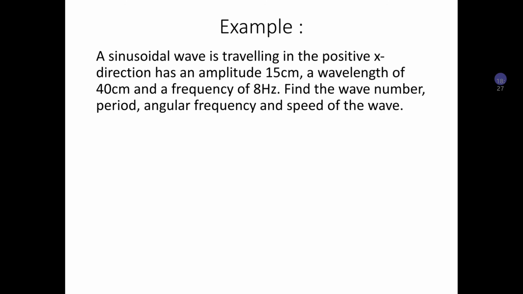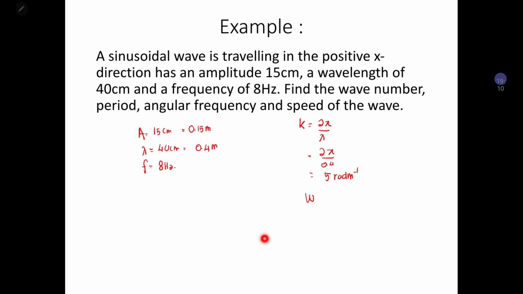Okay, another one is a sinusoidal wave traveling in positive direction. And dia telah diberi A sama dengan 15 cm, or 0.15 meter. And wavelength lambda sama dengan 40 cm, or 0.4 meter. And frekuensi telah diberi 8 Hz. Okay. Find the wave number, period. Wave number is K. K sama dengan 2 pi over lambda. Boleh masuk terus. Awak akan dapat 5 pi rad meter negative 1.